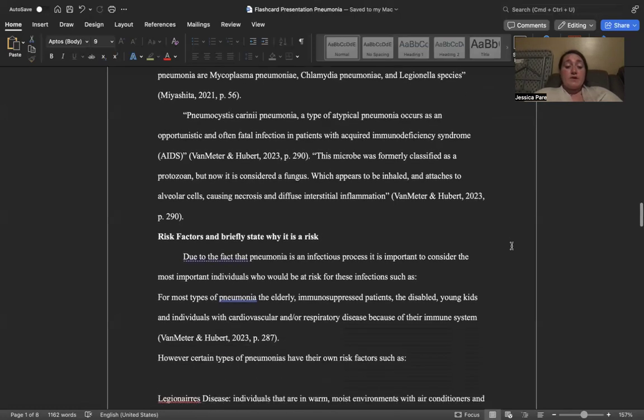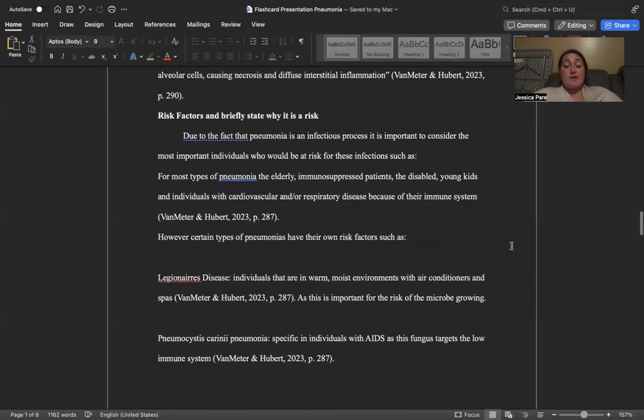We are then going to move on to risk factors and briefly state why it is a risk. Due to the fact that pneumonia is an infectious process, it is important to consider the individuals who would be at risk for these infections, such as, for most types of pneumonia, the elderly, immunosuppressed patients, the disabled, young children, and individuals with cardiovascular and/or respiratory disease, because their immune system places them at higher risk.